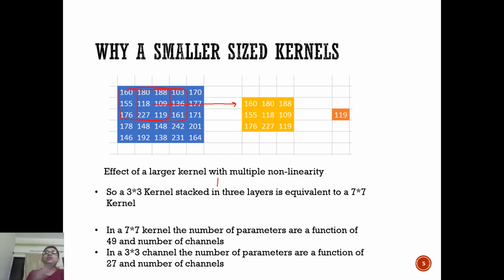Whereas if I use a 3 into 3 kernel and use it 3 times, then it is a function of this number 3 into 3 for one convolution layer. You have 3 layers stacked, so you need 9 plus 9 plus 9, or 9 into 3, so 27, and number of channels. If you compare 27 and 49, 49 is actually 81% more parameters. So one of the important, striking distinctions with AlexNet is the smaller and uniform kernel size.